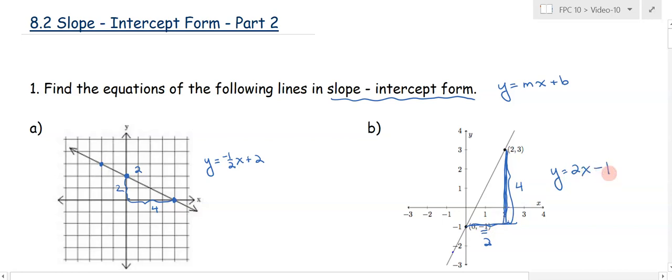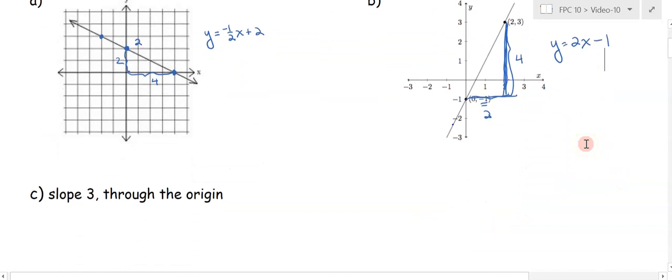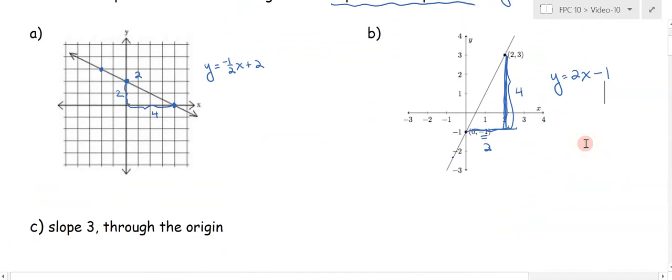We should be able to find the equation of a line in slope-intercept form if I just give you the slope and the y-intercept. In this case, since it goes through the origin, that point right there, 0, 0, my y-intercept would be 0. So my slope is 3, my y-intercept is 0. I don't need to write plus 0, so that would be my equation, y equals 3x.